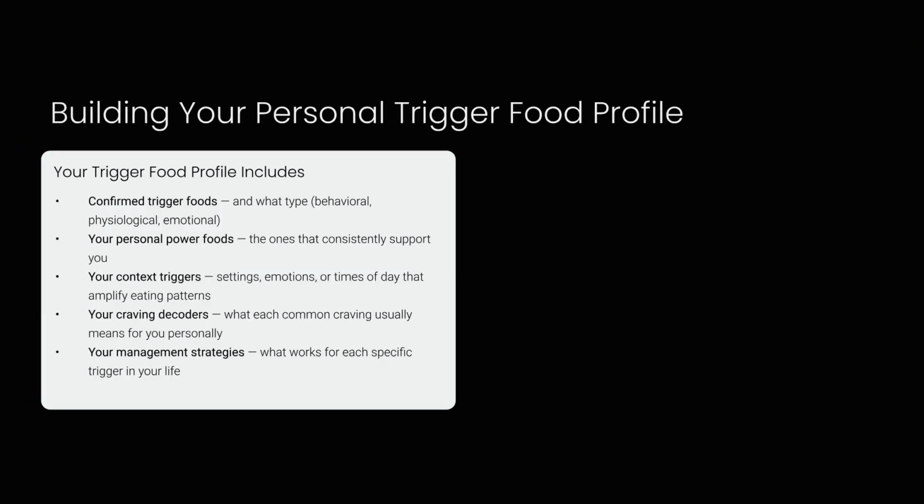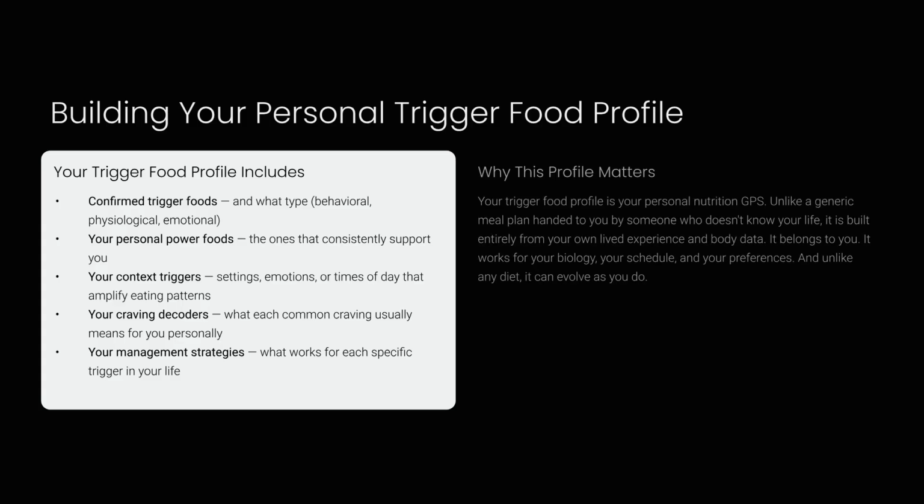Your trigger food profile includes confirmed triggers, your personal power foods, and context triggers. It also includes your craving decoders and management strategies. This profile is your personalized nutrition GPS, built from your own data, and can evolve as you do.